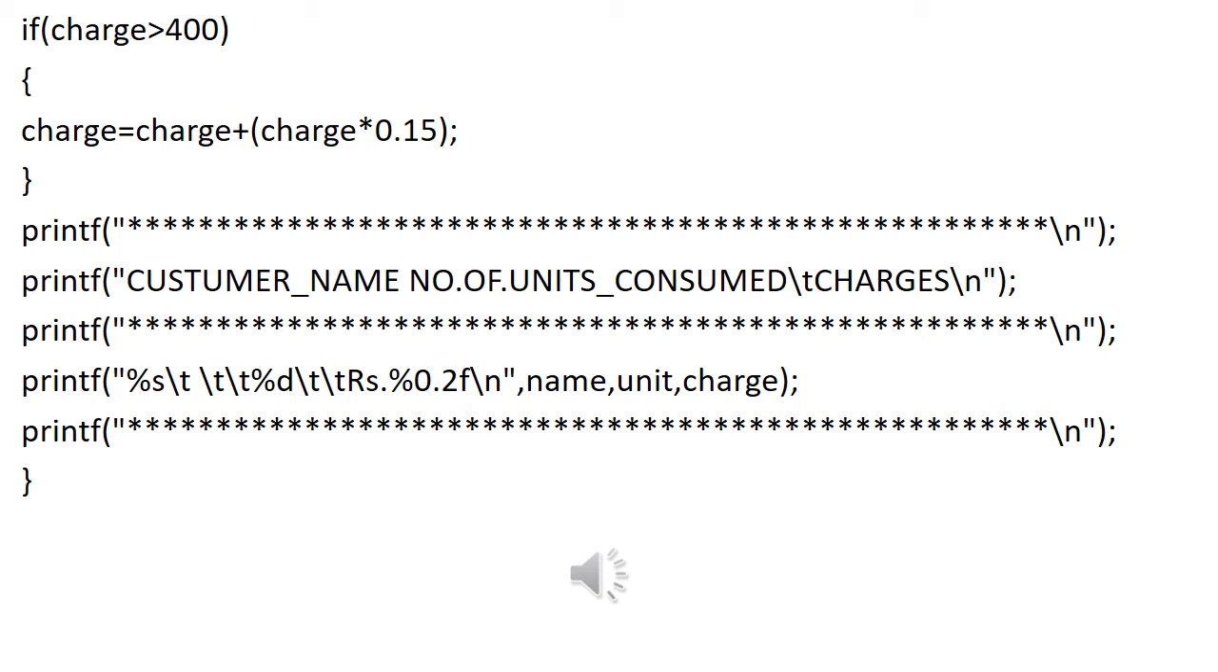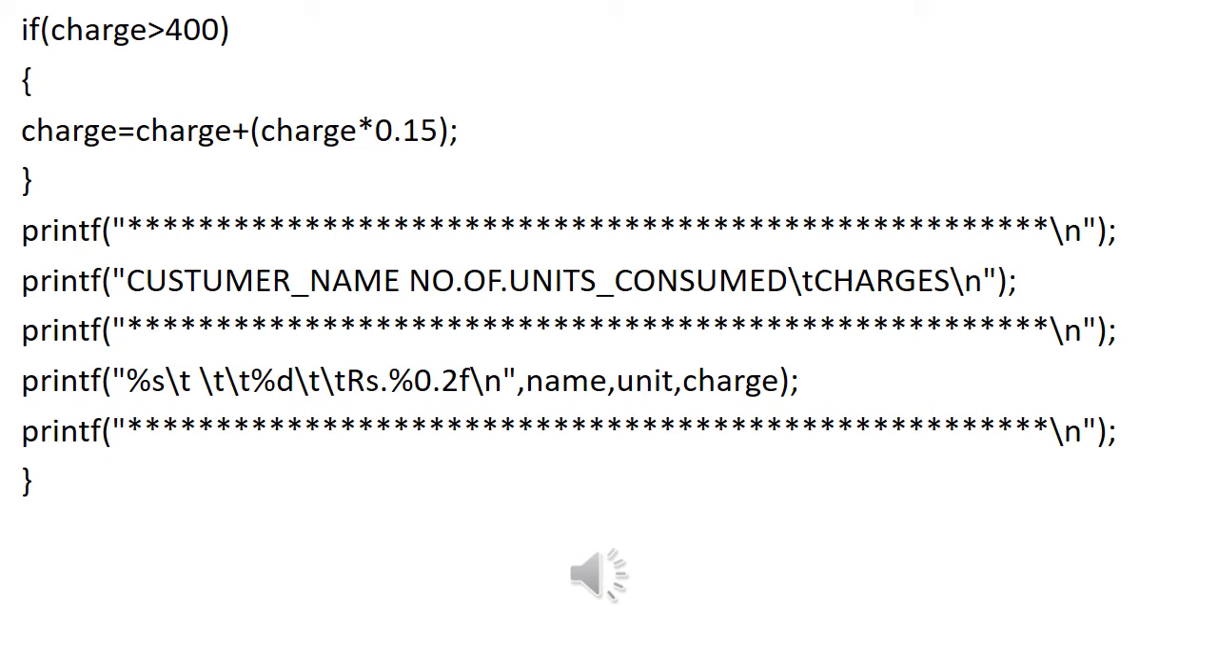That is, if the charge is more than 400, I will compute an additional 15% charge and add it to the actual computed charge. After that, the next statements are just displaying the contents. Here I have used a couple of printf statements, just to make it look nice. You can make use of your own styles. So I am just displaying the customer name, number of units consumed and charges. I have given \t over here just to give a tab space.